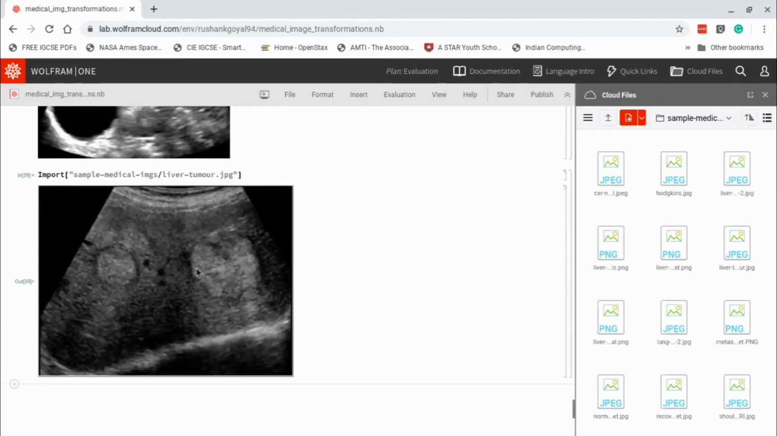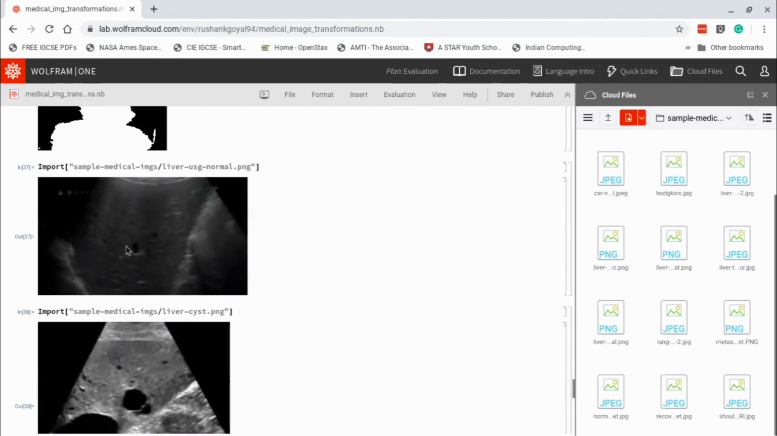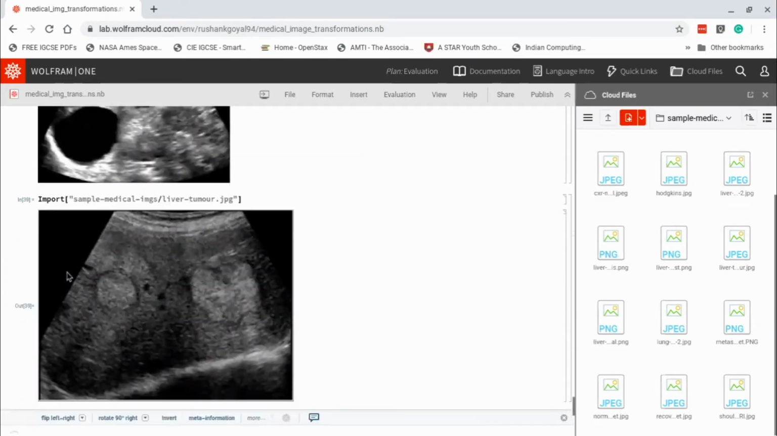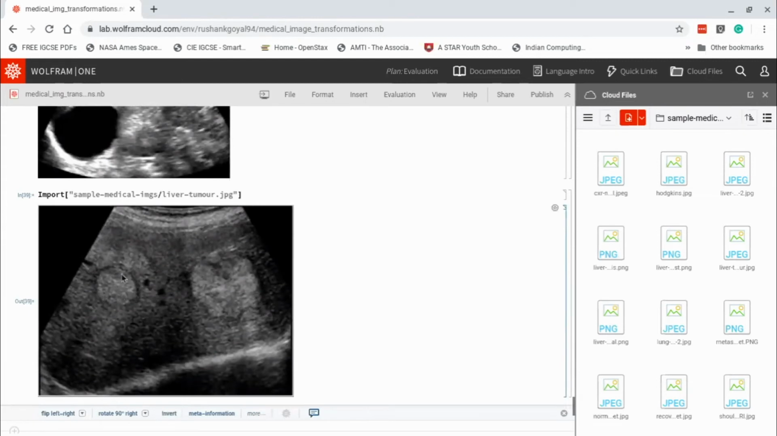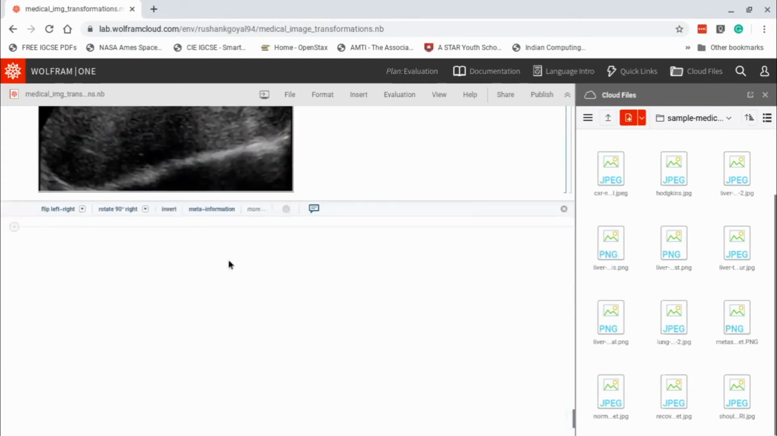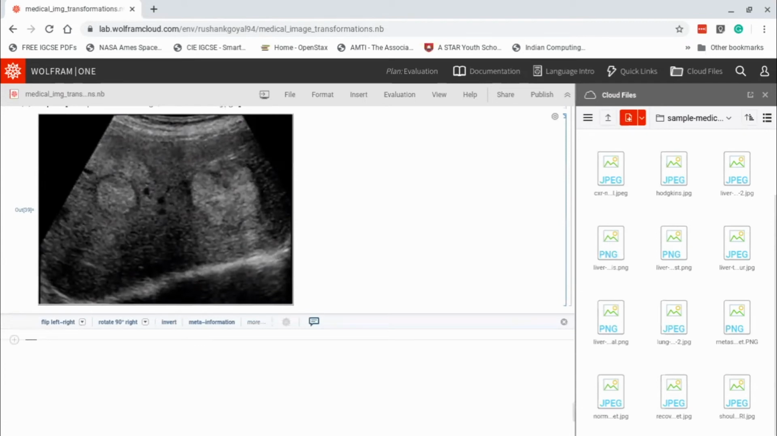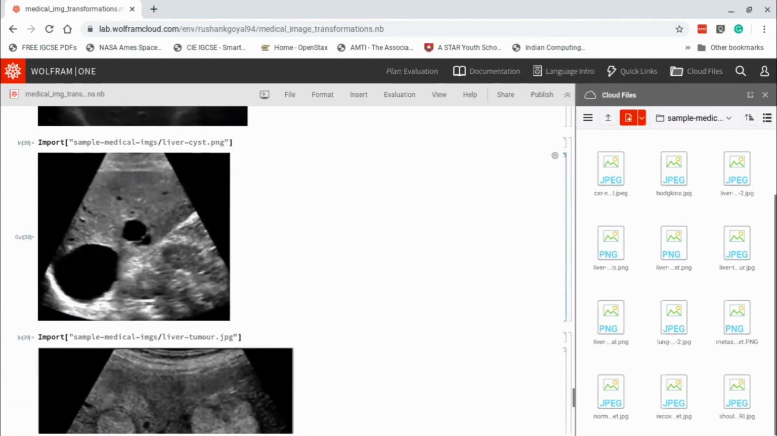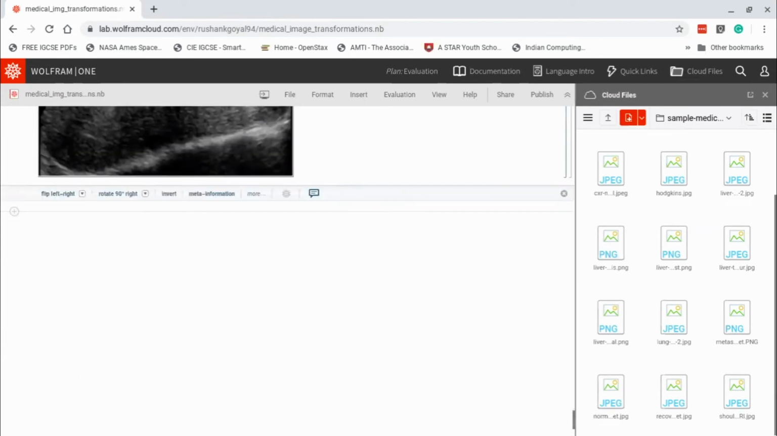Okay, so here, this is again different from the normal one, because here it's just a normal image with no abnormalities, while here there's this ring that clearly stands out. So these are subtle differences, and again, we need to apply image transformations to make these more obvious.